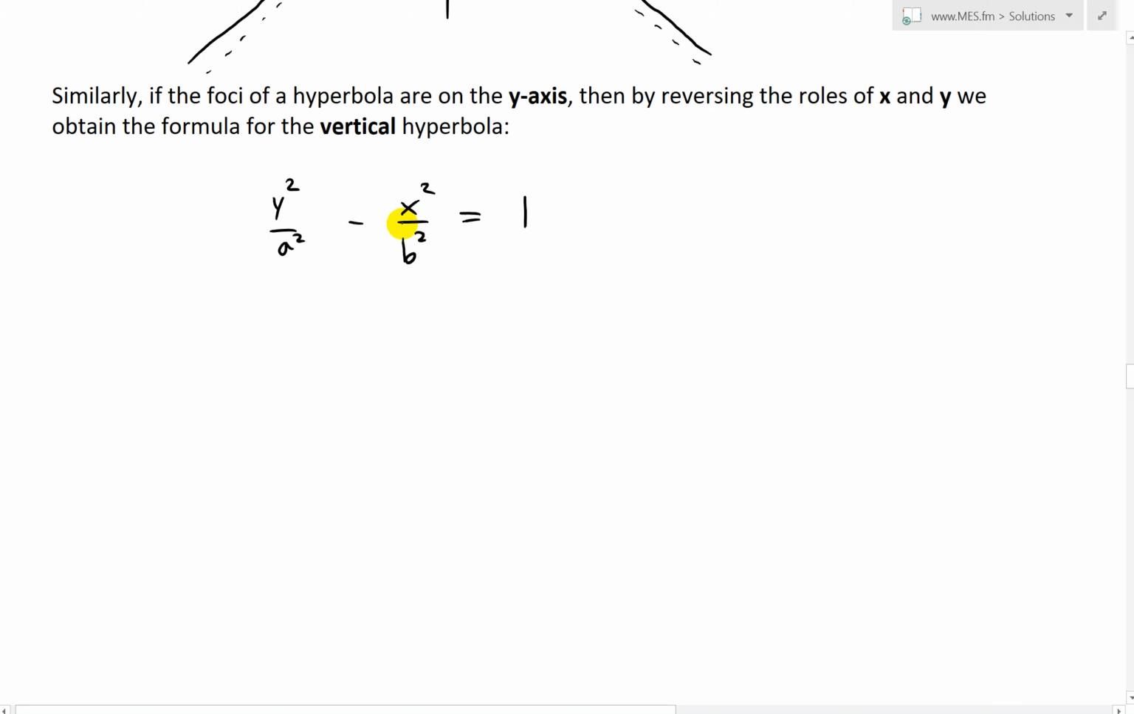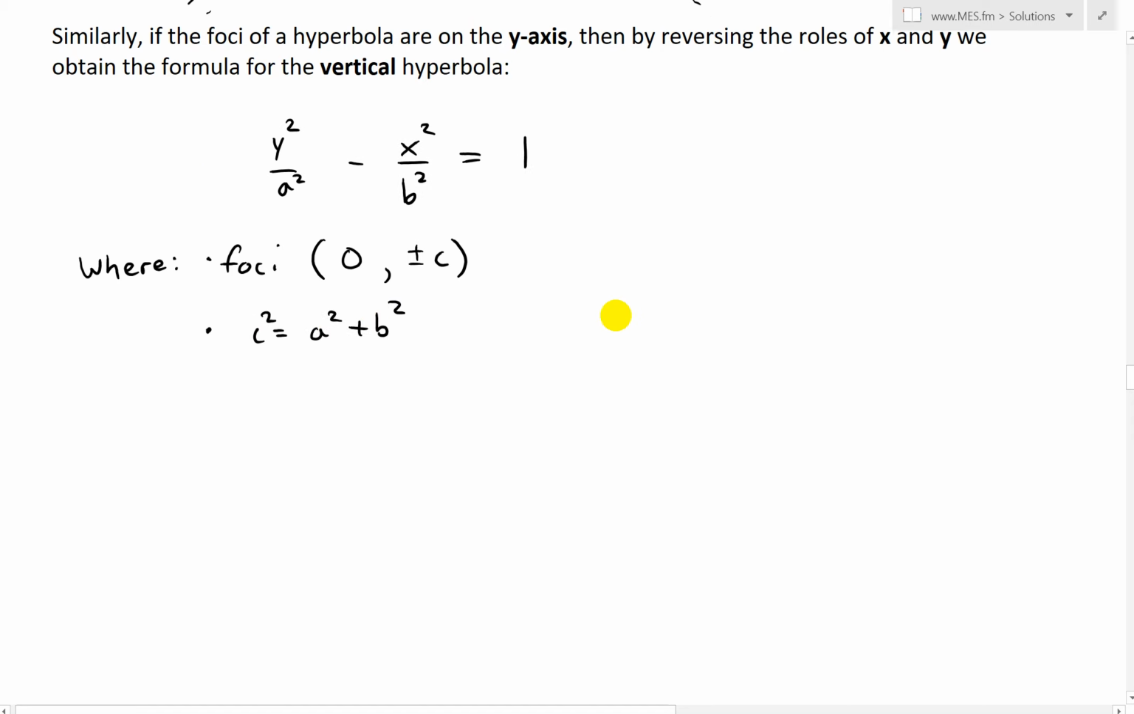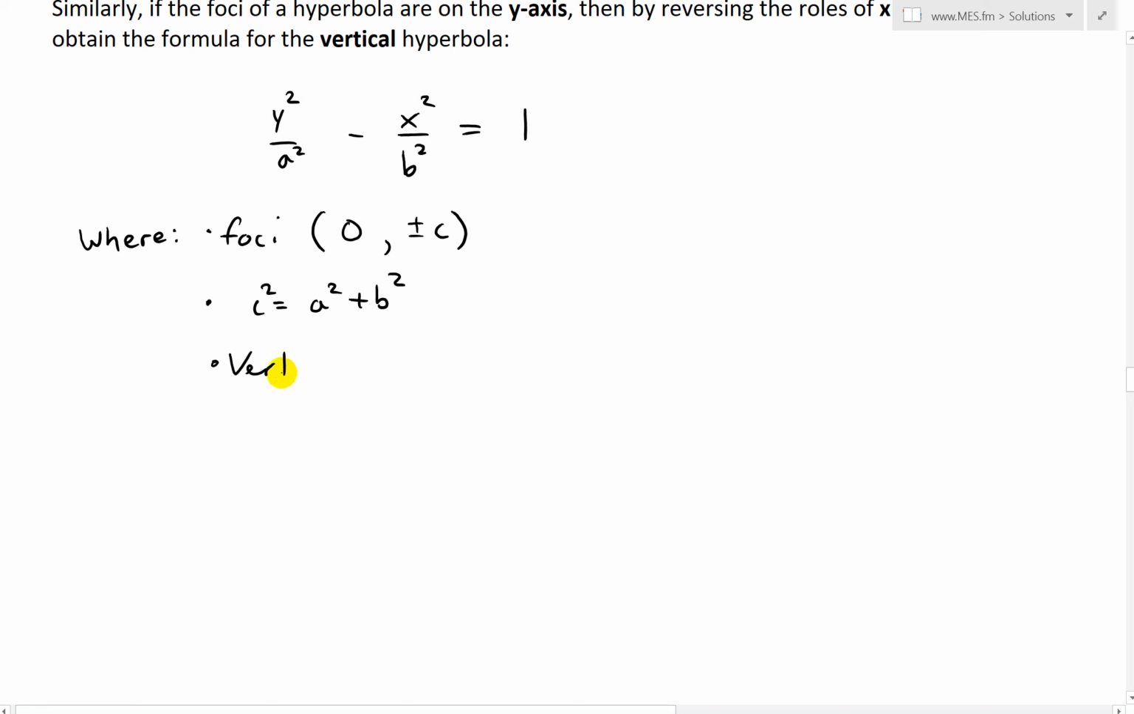So we switch the x and y's, and in this case the foci are going to be on the y-axis, so the x is going to be 0, and then it's plus or minus c, where c squared is equal to a squared plus b squared. And also the vertices are on the y-axis. It's going to be 0 and plus or minus a.